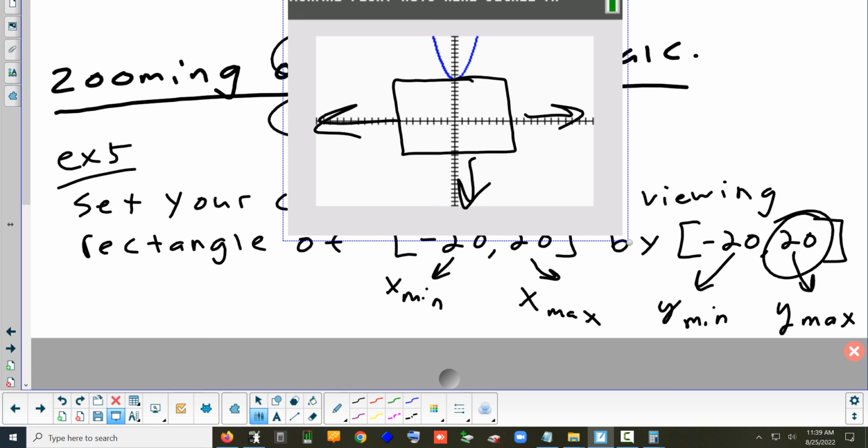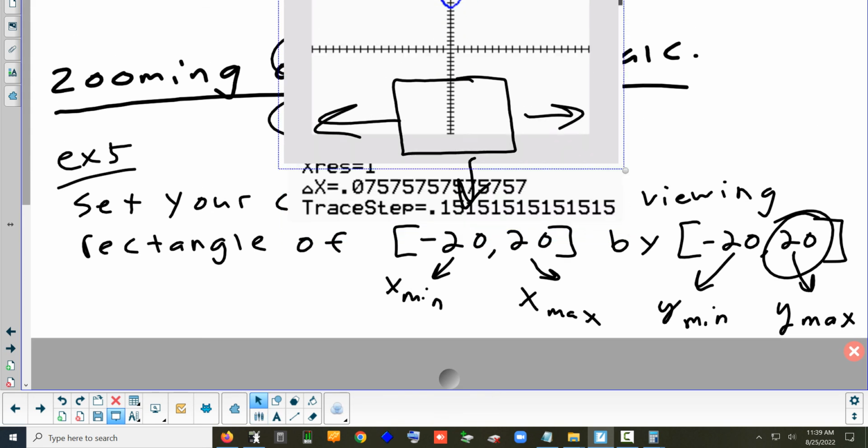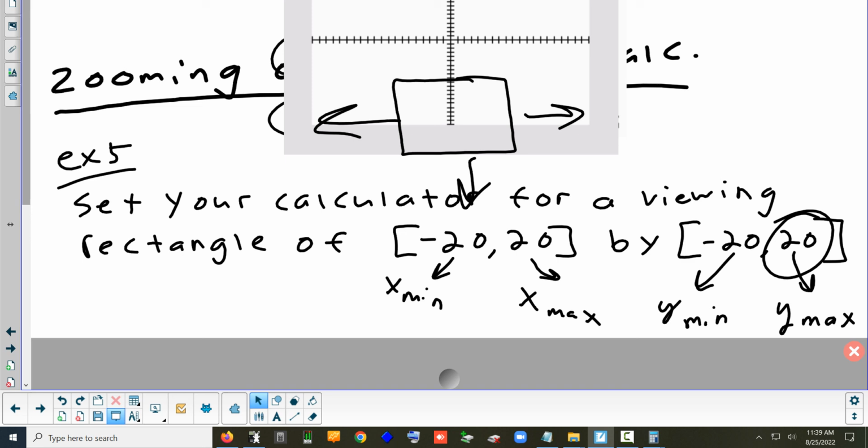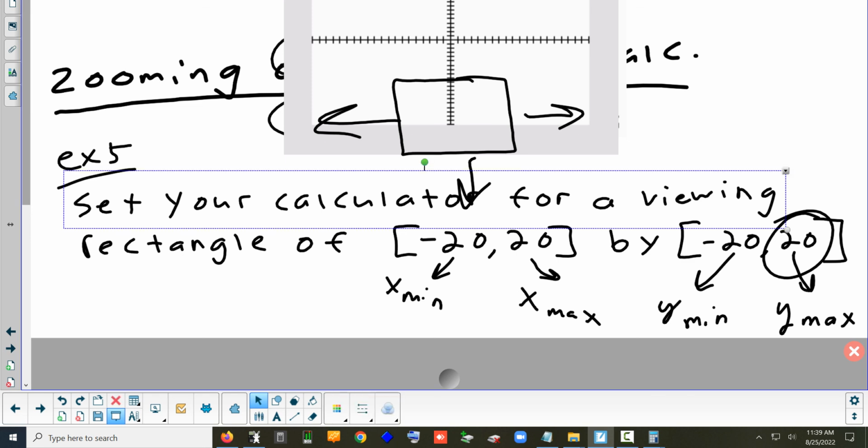So any questions on that? Setting your X mins and maxes to zoom out. You'll have some problems in the homework where you just have to practice zooming, and that's it. I just said set your rectangle to a viewing window of that. You might see the textbook call a graphing calculator a grapher. So if you see something that says use your grapher, it just means graphing calculator.